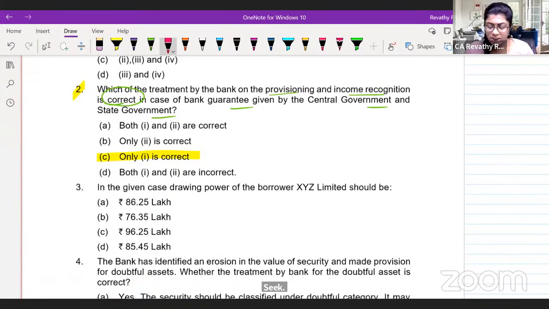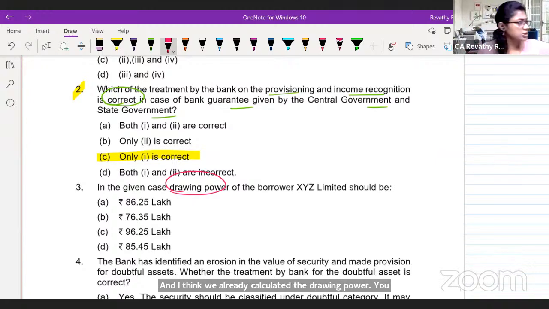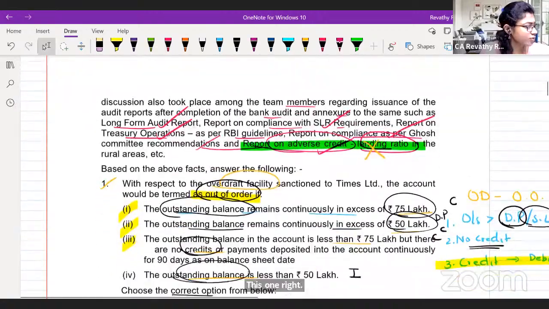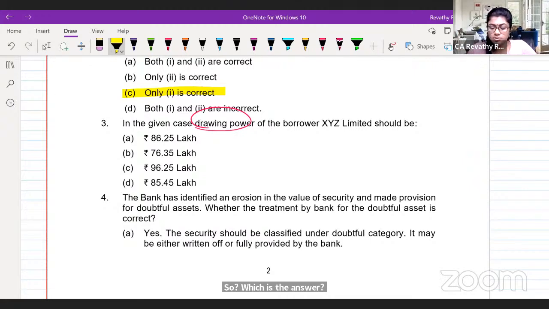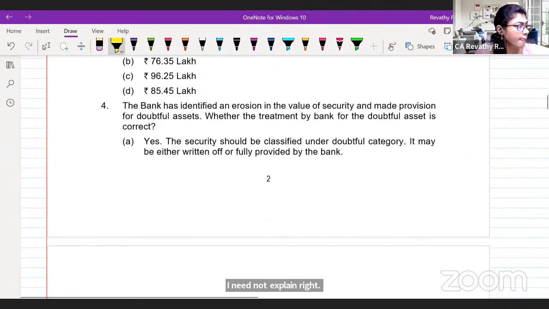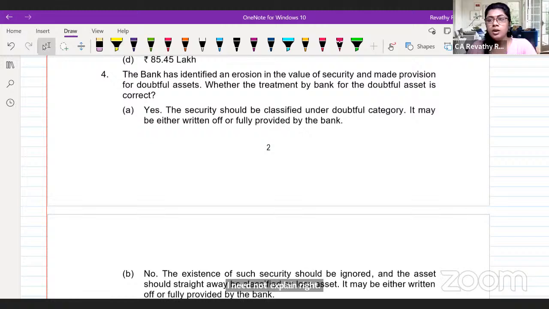And I think we already calculated the drawing power. You guys help me to calculate. How much did we calculate? This one, right? 86.25. So which is the answer? This one. I need not explain, right? And if all clear till 3, put 4. Come on, guys. Life is a race. Run to 4.